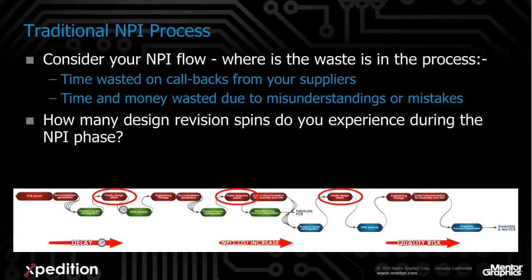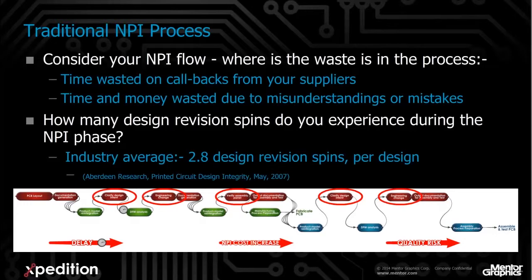How many design revision spins or engineering changes do you go through when the product is already handed off to a manufacturer? The industry average for companies who do not use DFM analysis at the design level, when last surveyed, was 2.8 revision spins per design.